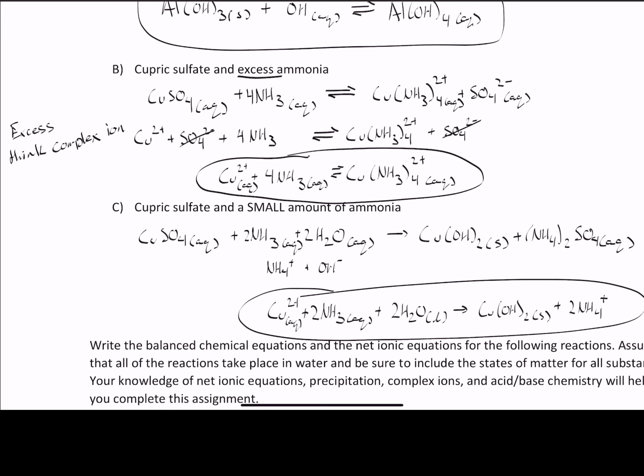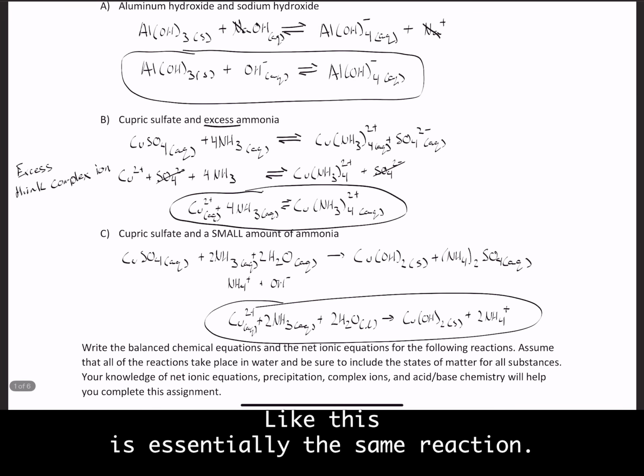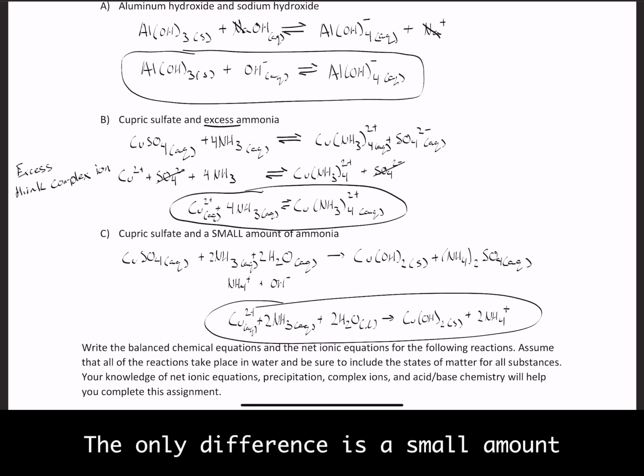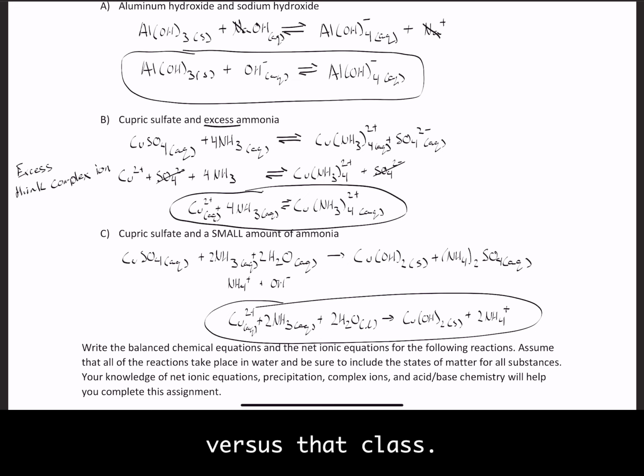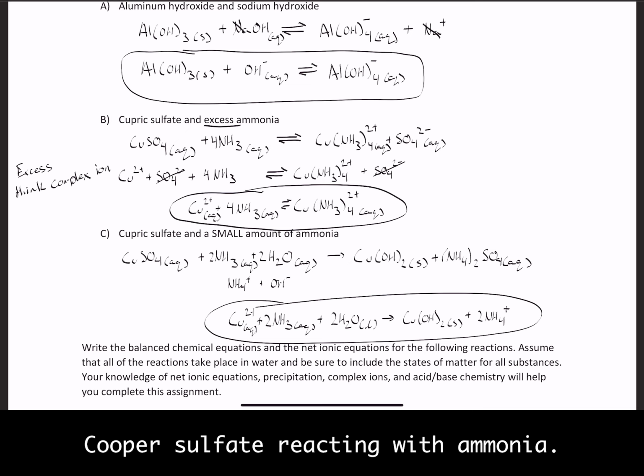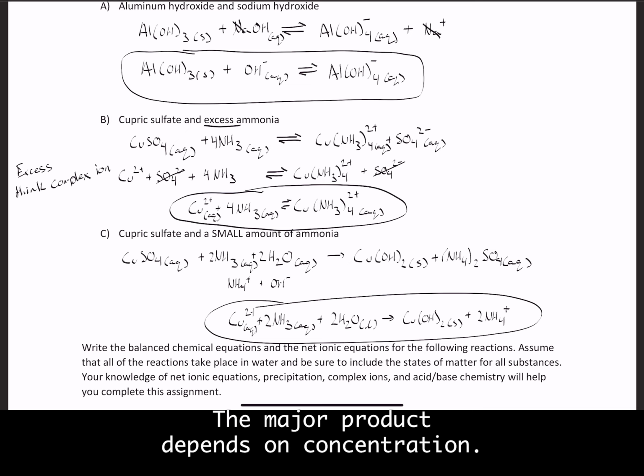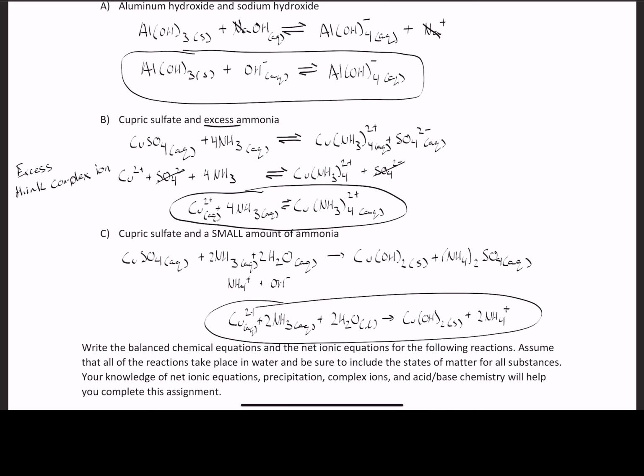Any questions? I think just in case you don't notice it until later, this is essentially the same reaction. The only difference is a small amount versus excess. Otherwise, it's copper sulfate, cupric sulfate reacting with ammonia. The major product depends on concentration.